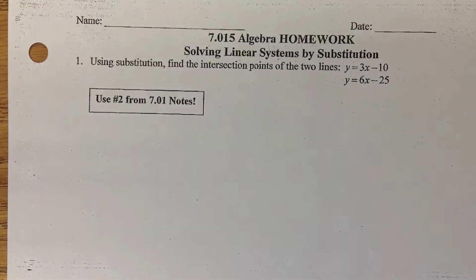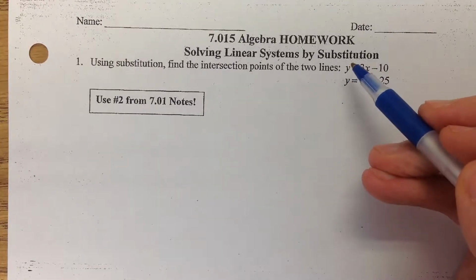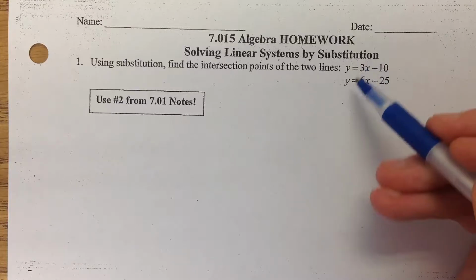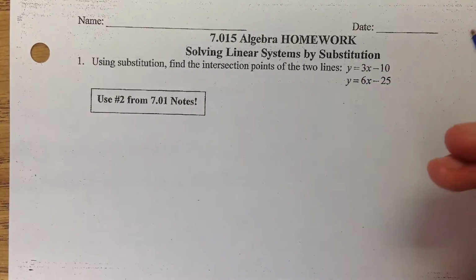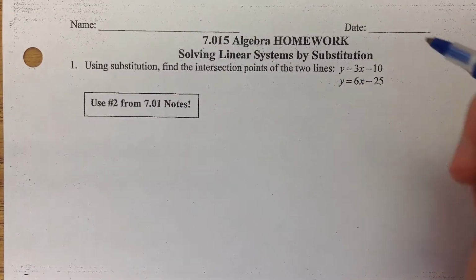7.015. All right, this is our second look at using substitution to solve systems of equations. Let's see what we have here. Number one, using substitution, find the intersection points of the two lines. This one is one of the shorter ones because you're going to see they already have the y by itself. In fact, both equations have the y by itself. So it means we have even less work to do on this one.